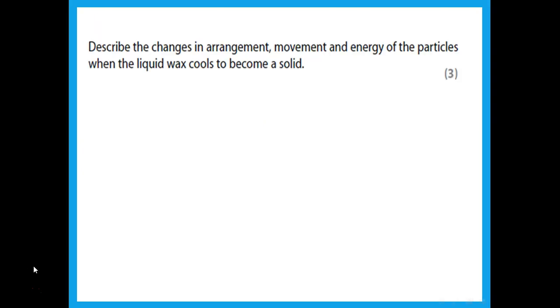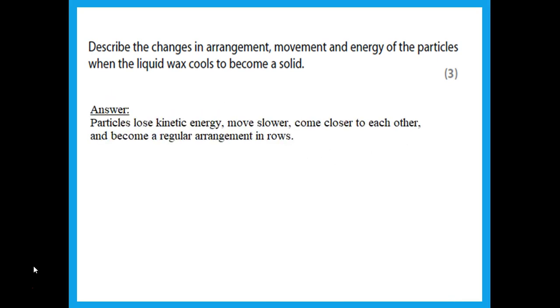Describe the changes in arrangement, movement, and energy of the particles when the liquid wax cools to become a solid. So we need to explain arrangement, movement, and energy. You should realize that we're talking about liquid cooling to solid, and that means, are we heating or are we cooling? We're cooling. That means the particles will lose kinetic energy. When they lose kinetic energy, then they start to move slower.